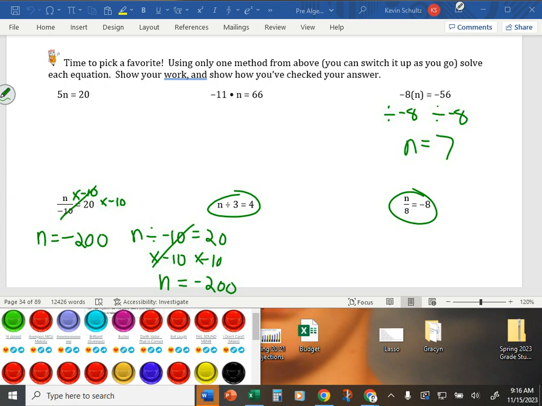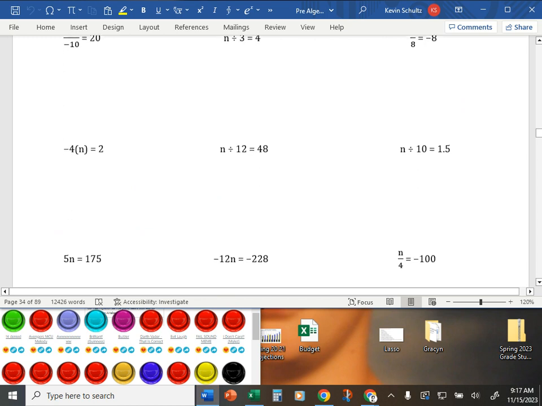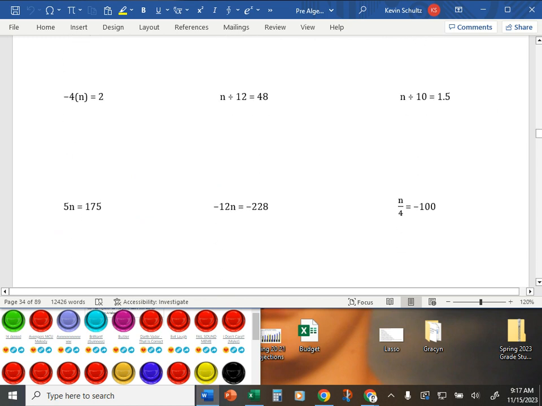Can you do n divided by 10 equals 1.5? Where's that one? Third row, last one. Okay, any more questions on this one? Don't get thrown off by the numbers here. n divided by 10. What are we going to be doing to both sides here? Multiplying by what? 10. Okay?